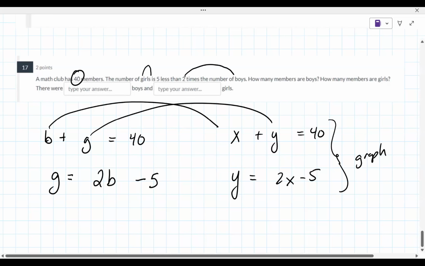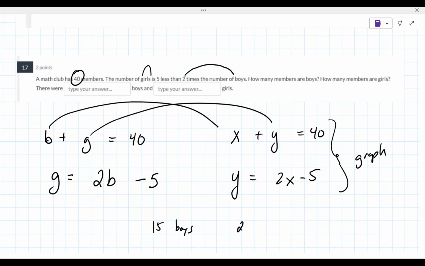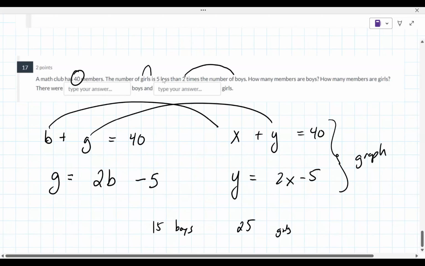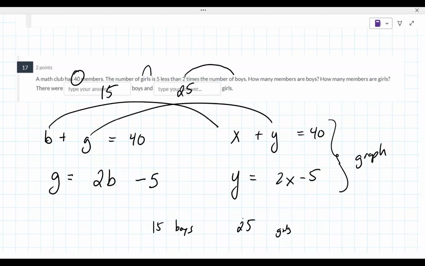Okay, so which is 15, is x 15? Yeah. Okay, so let's see if that makes sense. So you're saying there's 15 boys and 25 girls. So do those add up to 40? Yeah. All right. Is the number of girls 5 less than 2 times the number of boys? So 2 times the number of boys is 30, 5 less is 25. So there you go. You should always check your answers for reasonableness, and yeah, you've done it there.